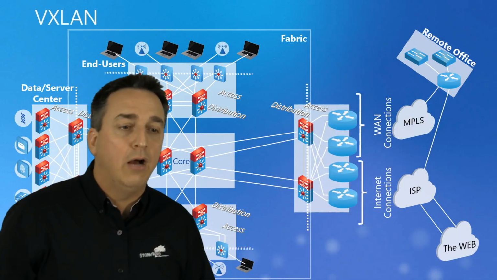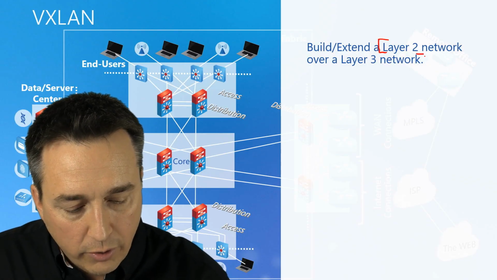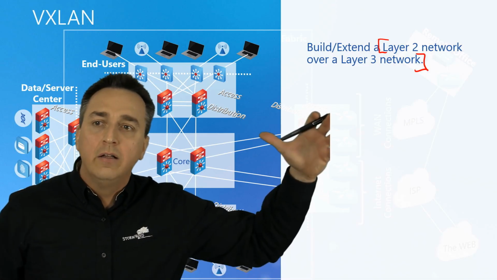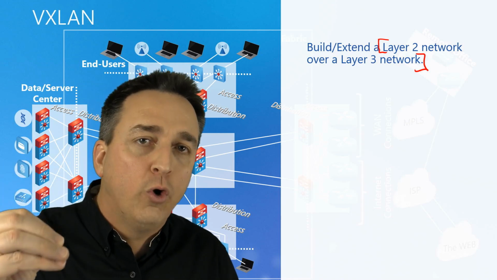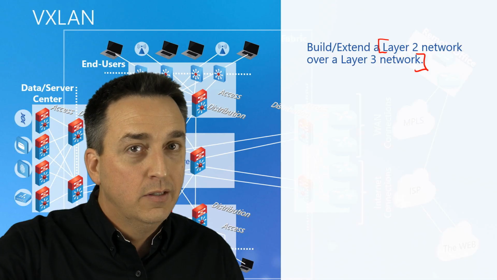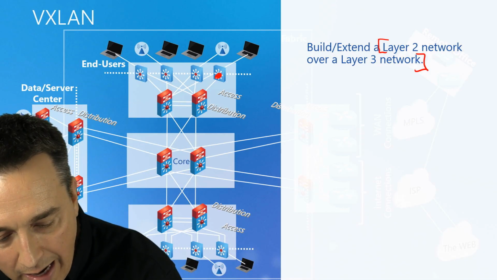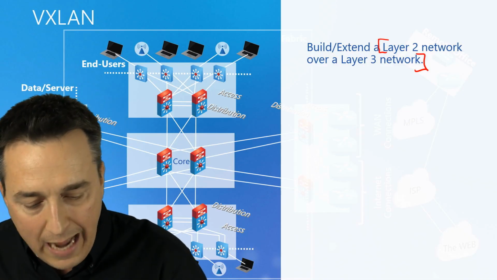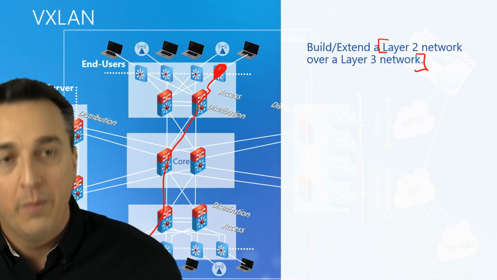So VXLAN allows us to build and extend a layer 2 network over a layer 3 network. That's the answer you're looking for. Why, Raymond? That. LISP lets you build a layer 3 network over a layer 3 network. That's what LISP does. Layer 3 over layer 3. So when I was tunneling layer 3 traffic over layer 3 with LISP. But now with VXLAN, I can tunnel layer 2 traffic from end to end.